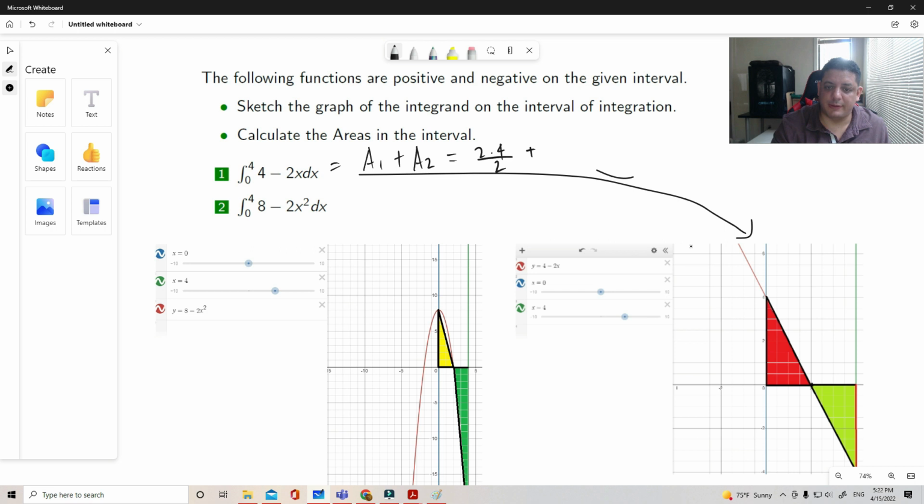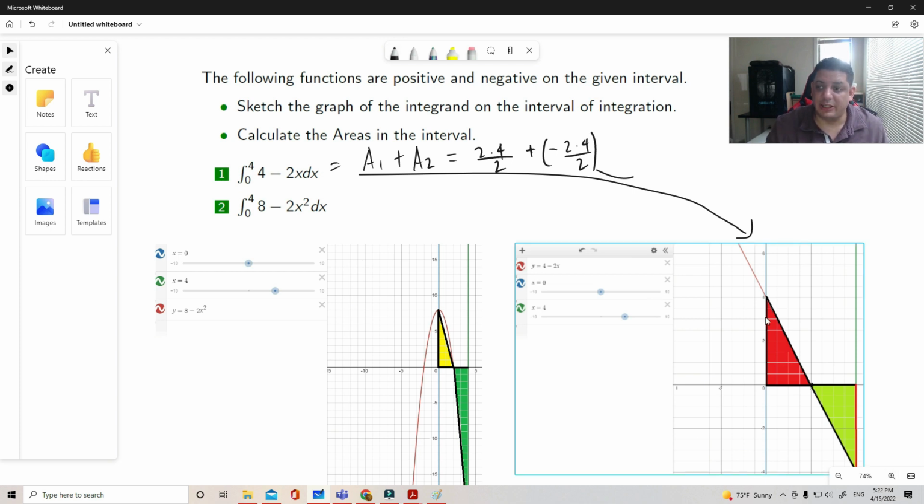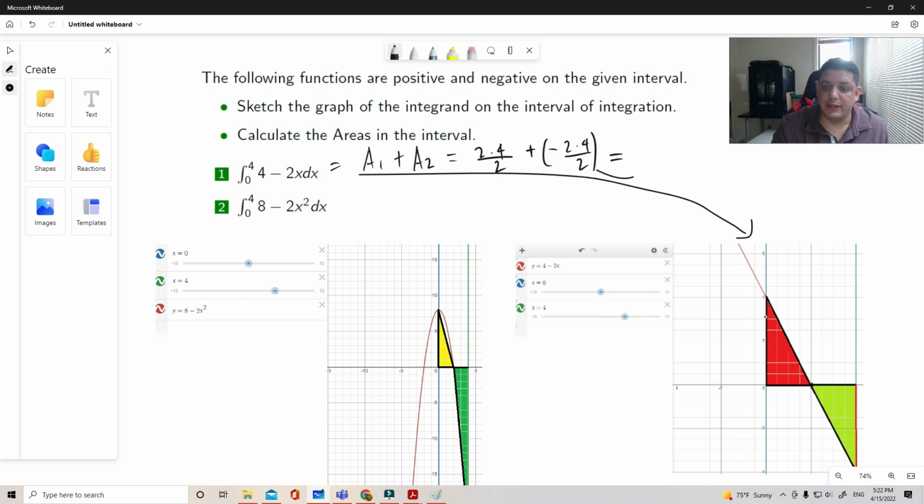But the problem is that this is going to be below the x-axis, and that's going to produce a negative. So what's going to happen with the integral is that although the area is not 0 for whatever is covered, the integral is going to be 0. And this positive area is going to cancel out with this negative area that is given in there.